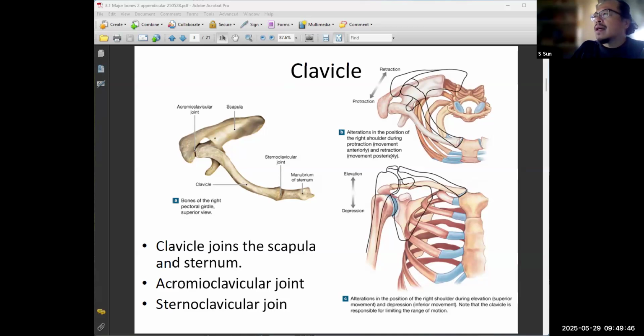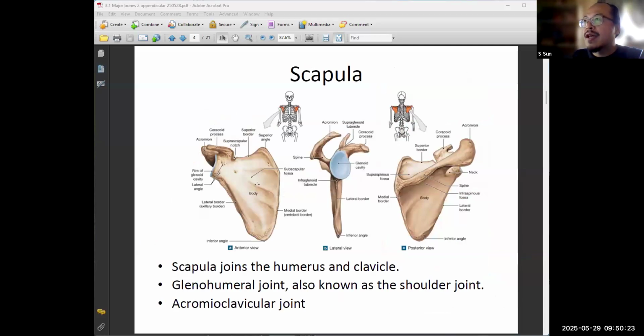So here I'm showing you that we can move our shoulder blade, our scapula, and lift our shoulder without moving our rib cage. We have muscles to pull it up, and this joint allows us to do that movement. And then in the back we have the scapula. The scapula has two joints.